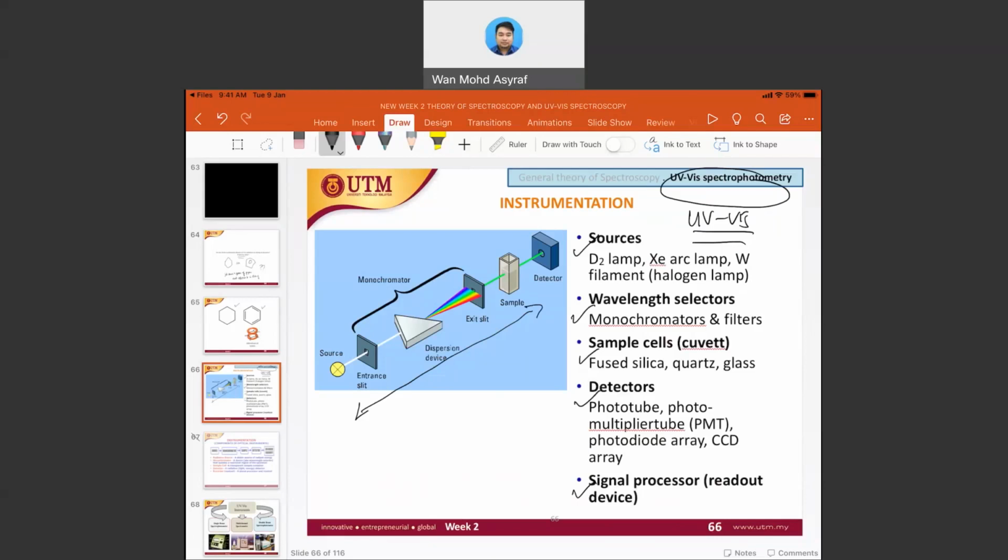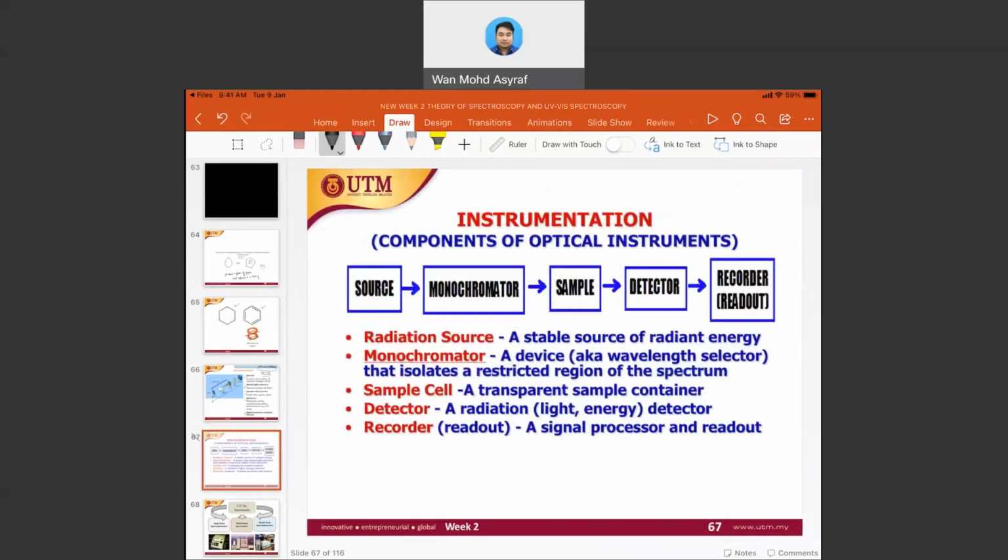Okay, so the radiation source must be a stable source of radiation energy. This is the condition. The radiation source must be stable, and also we need to have a wavelength selector, which in this case we are going to look at the monochromator and also some filters. The third one is a sample cell, which is a transparent sample container. The fourth one is a detector, and the fifth one is the recorder, as I've mentioned before.